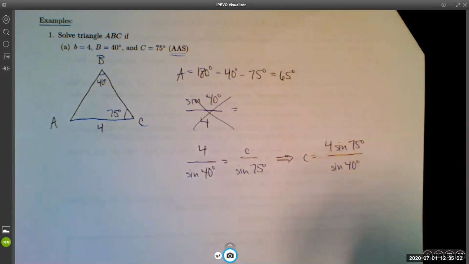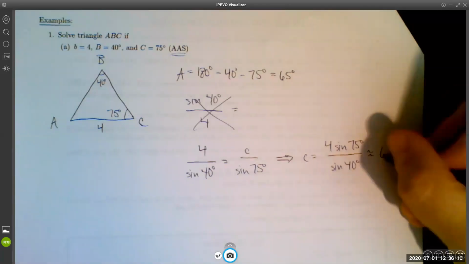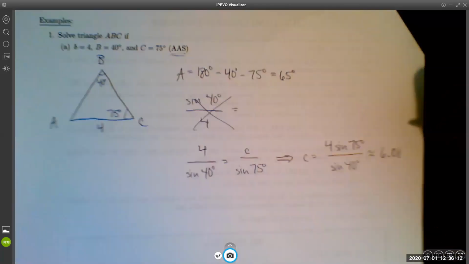And then I can use my calculator to figure out how much that is. So we've got 4 sine 75 divided by sine 40. Make sure you're in degree mode. That comes out to about 6.01.